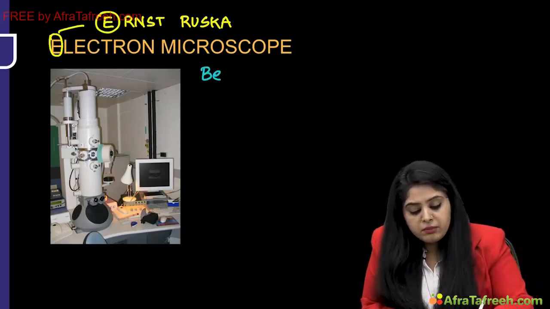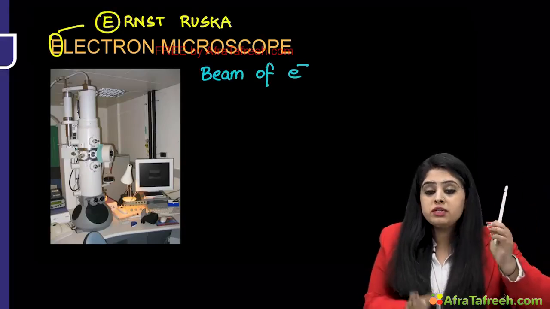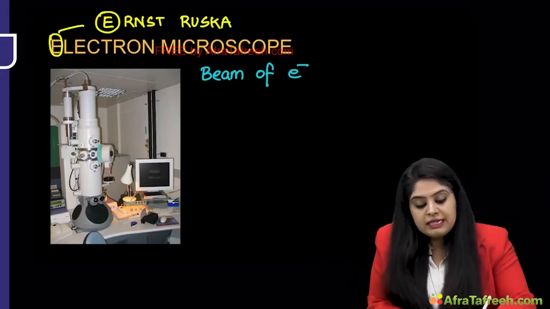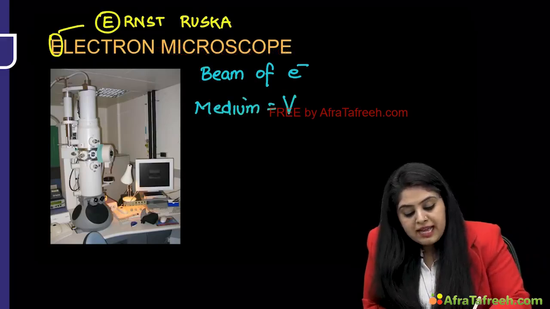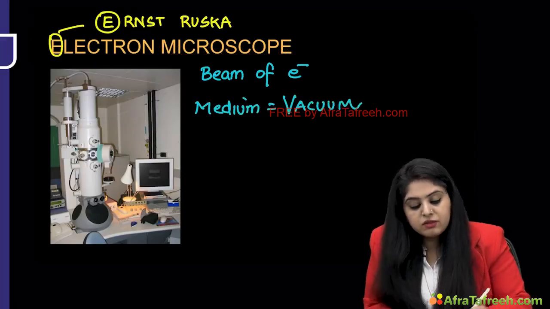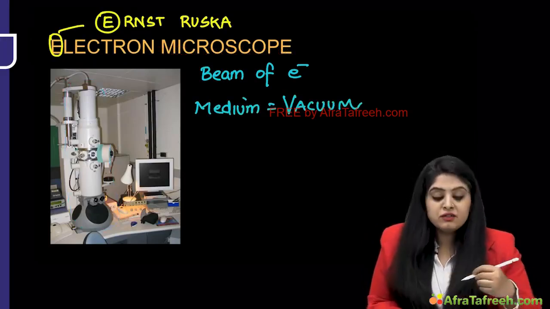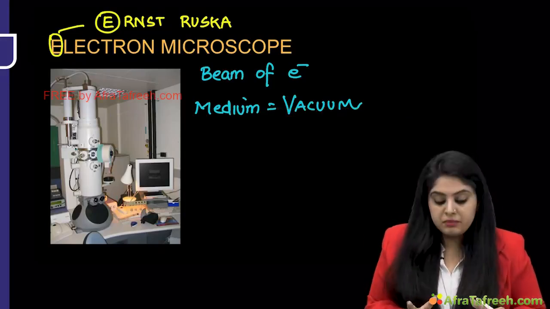Here I'm going to use a beam of electrons, and a beam of electrons cannot travel out in the open. Electrons would be lost in the air, so you want it to be enclosed. Therefore, please remember, the medium is going to be vacuum. That is the reason this microscope looks so closed, spaceship-like, because you want all the electrons to be enclosed in a particular place.